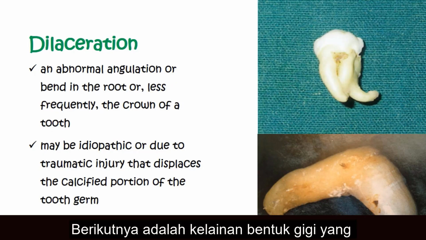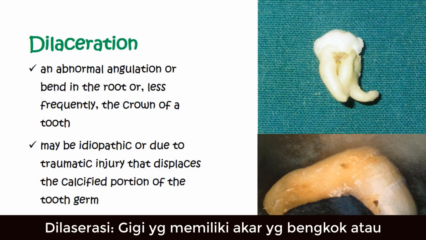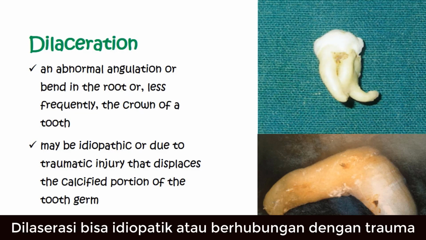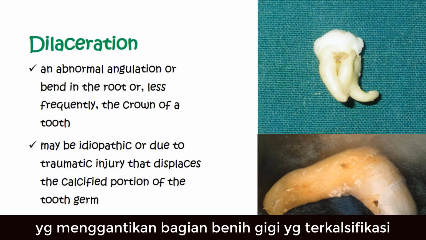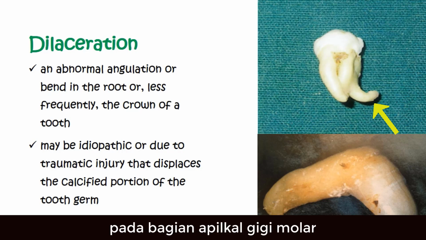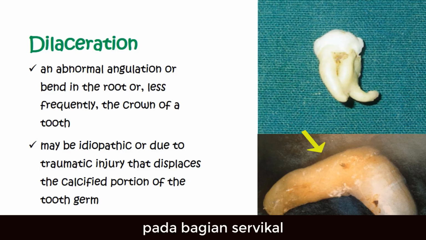Another developmental defect based on the shape is dilaceration. It is an abnormal angulation or bend in the root, or less frequently the crown of a tooth, as you can see in the second picture here. And dilaceration may be idiopathic or due to traumatic injury that displaces the calcified portion of the tooth germ. We can see in the figure the molar has an abnormally angulated or bent root in the apical third of the root, and the bending has begun in the CEJ region in the second picture.